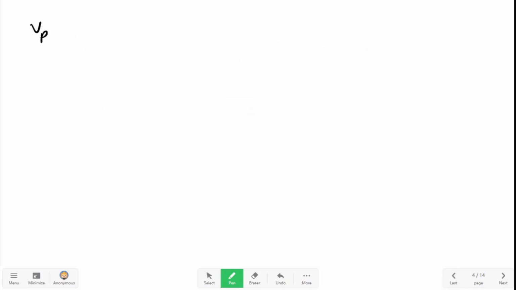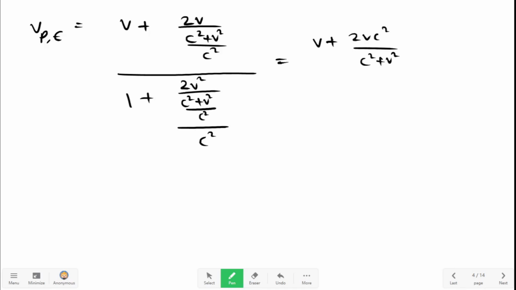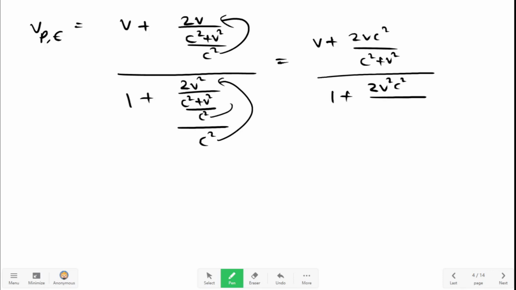So the speed of the probe with respect to Earth will be equal to v plus 2v upon c square plus v square divided by c square, the whole divided by 1 plus 2v square divided by c square plus v square divided by c square. This is equal to v plus 2v c square divided by c square plus v square. We are taking this c square to the upside, divided by 1 plus, you take this c square here, 2v square c square divided by, and you multiply this c square with c square plus v square.